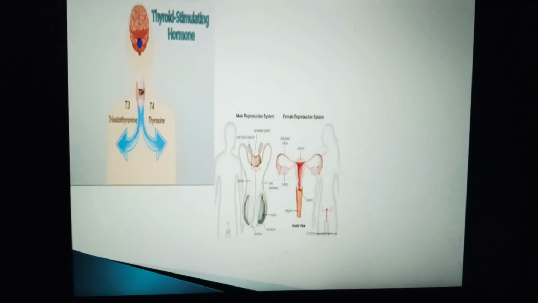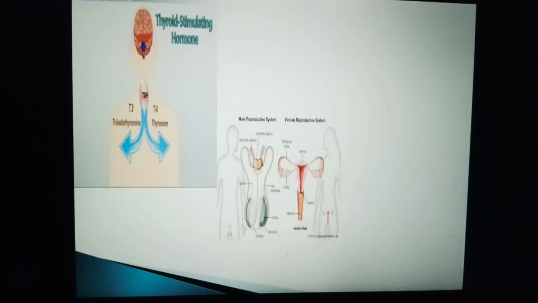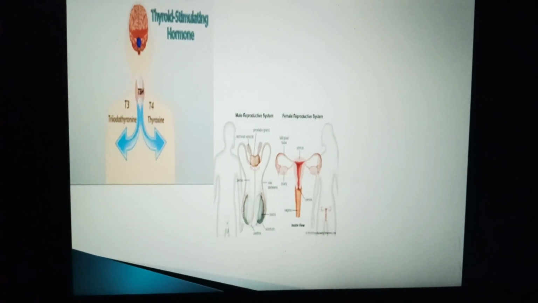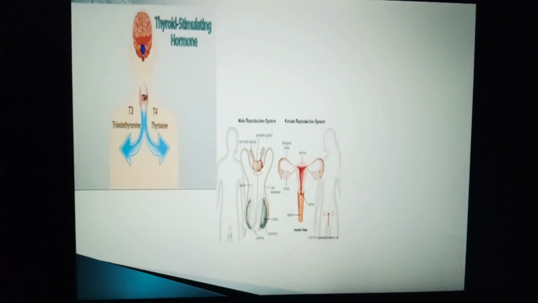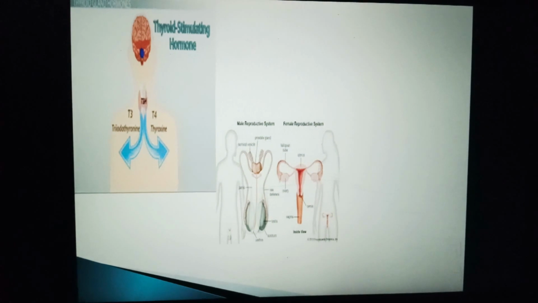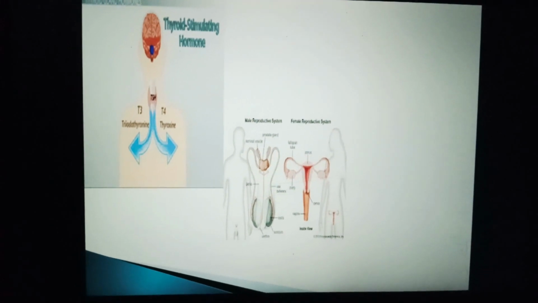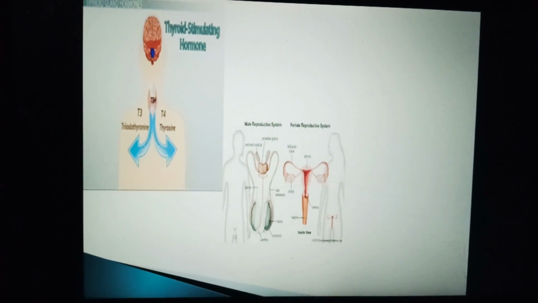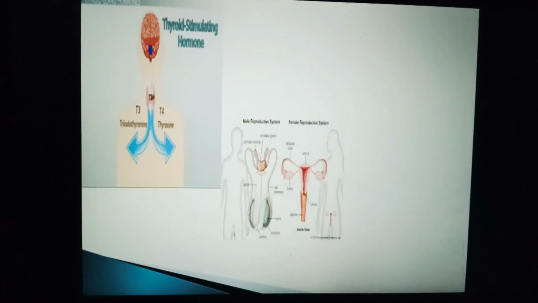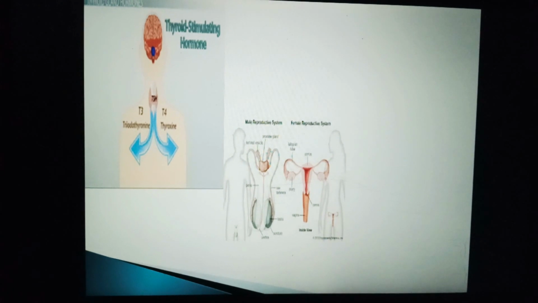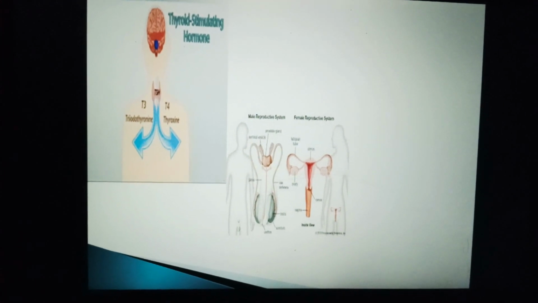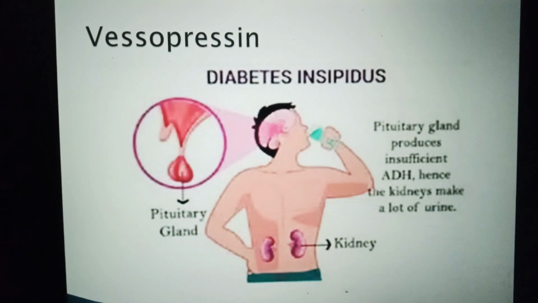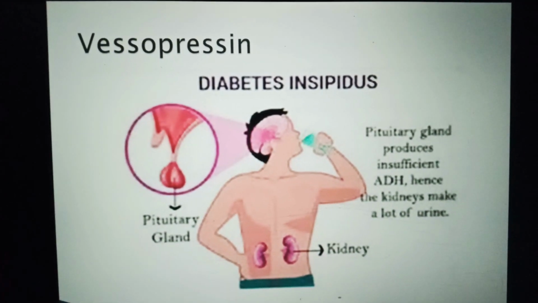Another important hormone secreted by the anterior lobe of the pituitary gland is thyroid stimulating hormone, that is TSH. It stimulates the thyroid gland to secrete its hormones. The remaining hormones of the anterior lobe influence reproductive organs and also control adrenal glands. And now I will discuss vasopressin.